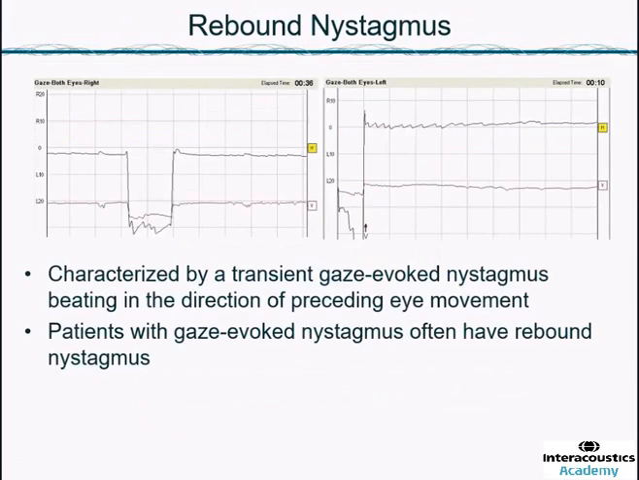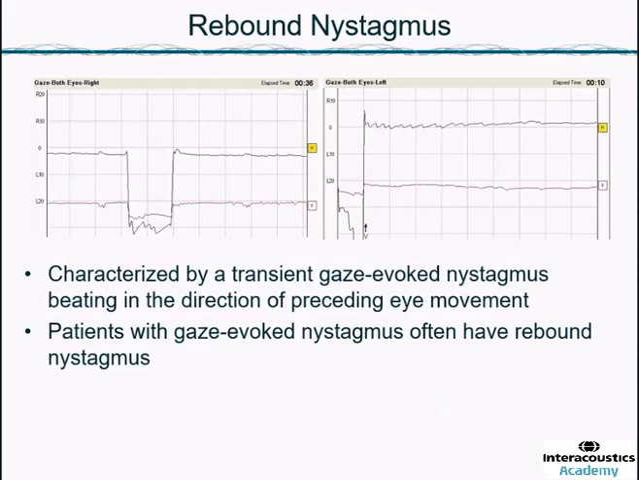So one of the forms of what you might see in the gaze test is called a rebound nystagmus. It's in fact very close to gaze-evoked nystagmus. The only difference is that it's characterized by a transient type of gaze-evoked nystagmus. So let's give an example. If you ask the patient to look at the center gaze and you just wait long enough, and you look at the patient's eyes, you may not see anything.